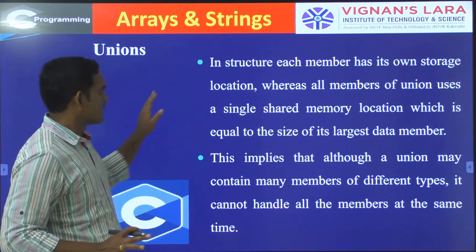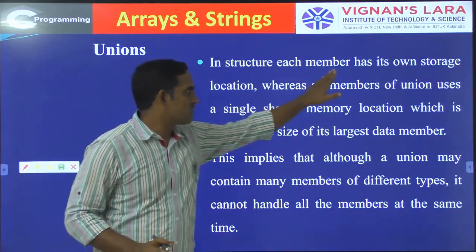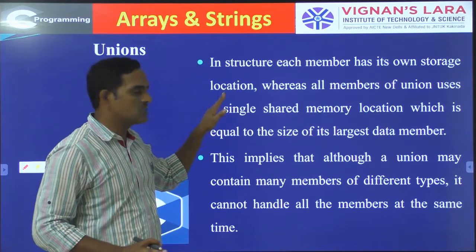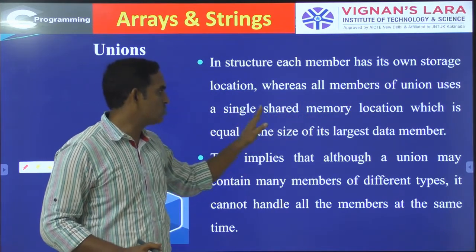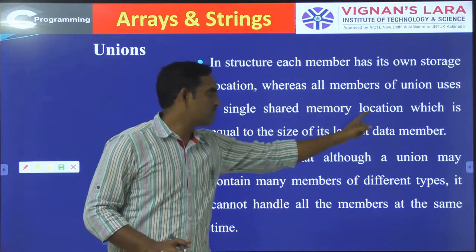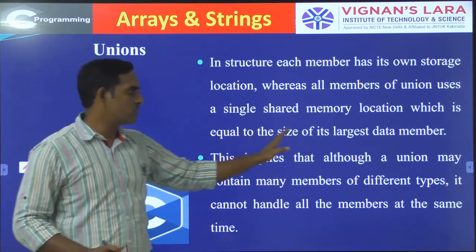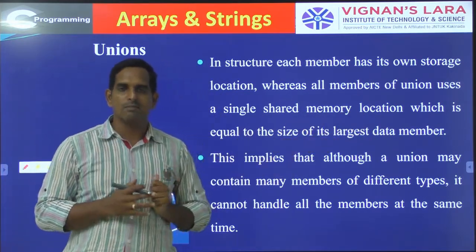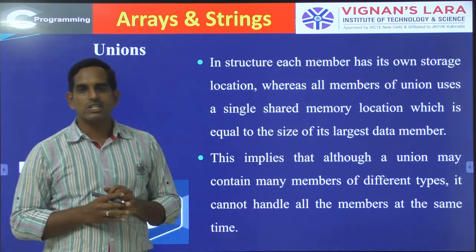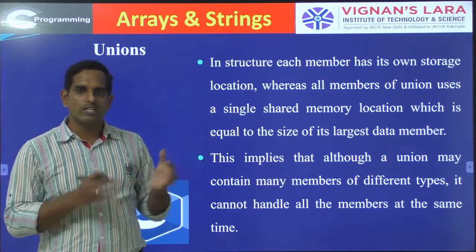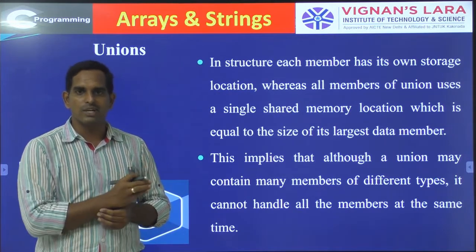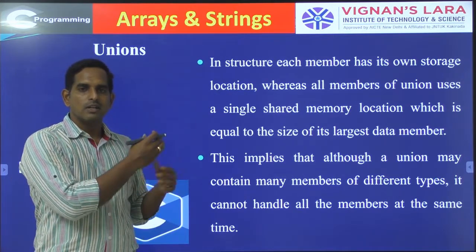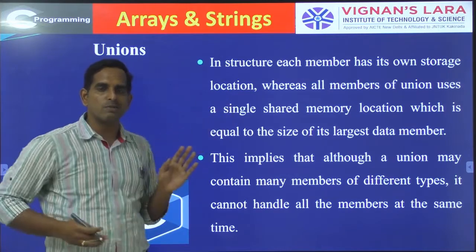What is the difference here? In structure, each member has its own storage location, whereas all members of the union use a single shared memory location which is equal to the size of its largest data member. So in a structure, we will be having a separate location for each and every individual element of your structure variable. As you have seen, they will be stored in continuous memory location.